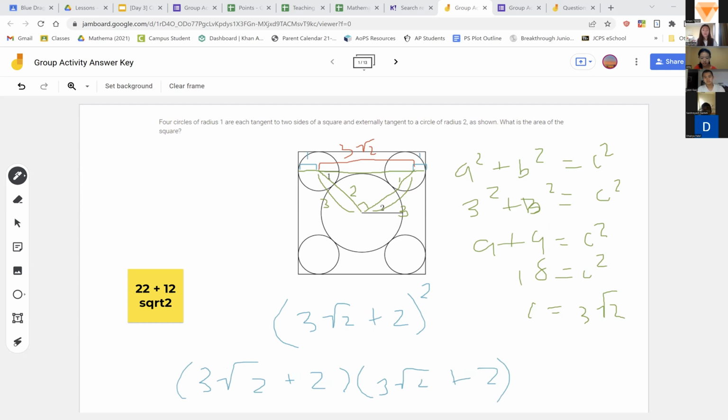3 root 2 times 3 root 2 is 9 times 2, which is 18. Plus, if you didn't learn how to expand this, maybe this would have been a little hard. But if you do know how to do it, hopefully this should have made sense. So 2 times 3 root 2 is 6 root 2. And then 3 root 2 times 2 is also 6 root 2. Plus 2 times 2 is 4. So now you add these two together, which leads us to 22, plus these two together would be 12 square root 2, which is our answer.